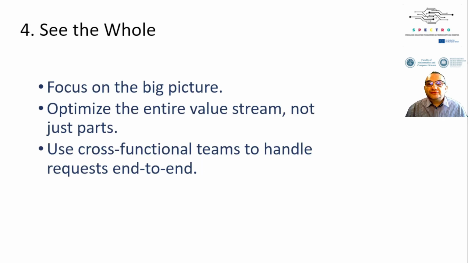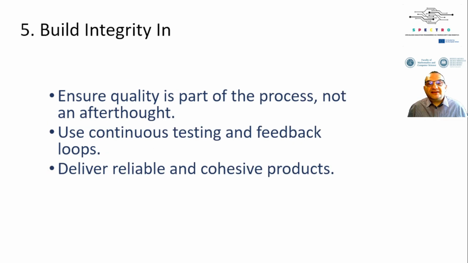See the whole is about focusing on the big picture. In Lean, we optimize the entire value stream, ensuring that every part of the process contributes to delivering value to the customer. Cross-functional teams play a vital role here. They bring diverse perspectives, handle requests end-to-end, and prevent inefficiencies caused by isolated silos. With Build Integrity In, Lean emphasizes embedding quality directly into the development process. This means incorporating continuous testing and feedback loops to ensure the product is reliable and cohesive. Quality is not something we add at the end, it's built into every step of the process.